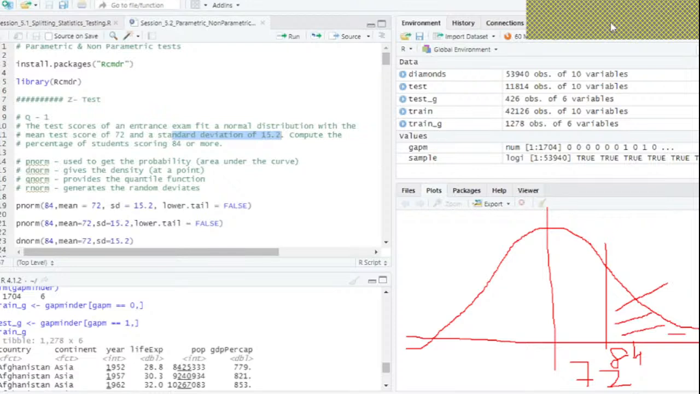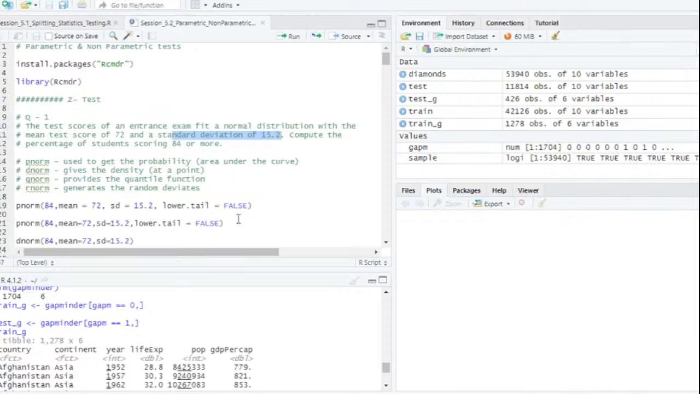Right, to calculate this percentage we will use the command pnorm. When you write pnorm, first you have to mention q. Q here means the value that you want to evaluate, right? Then you mention the mean, right? Then you mention the standard deviation, and since it is a one tail test, we need the proportion which is there on the right side, right? So we'll write lower tail equal to false.